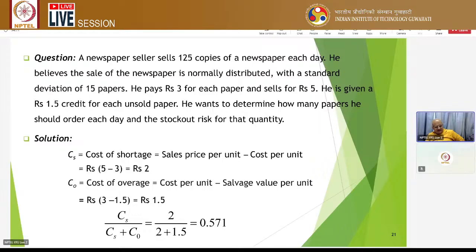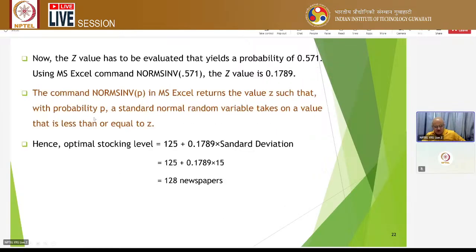And then another risk is the cost of overage. That means I could not sell the paper. I purchased the paper for 3 rupees, but if I am not able to sell it, I will get back 1.5 rupees only, is it not? Old, unused paper will be sold by me for 1.5 rupees only. So the cost of overage is 1.5. Therefore, this ratio CS by CS plus CO, you can find out: 2 divided by 2 plus 1.5. That means 0.571.